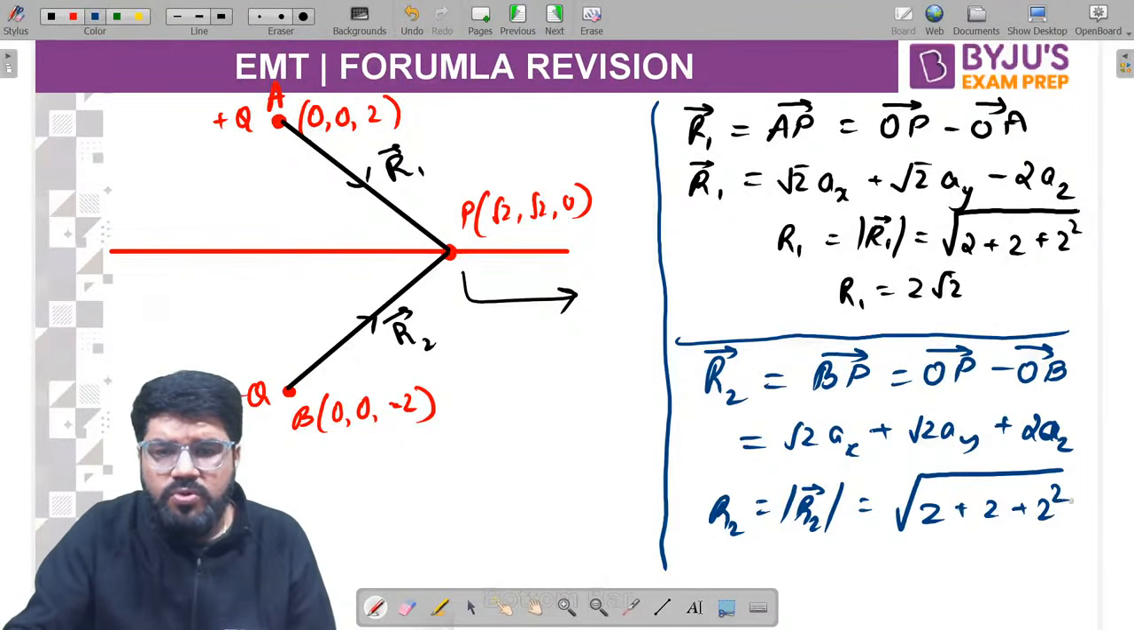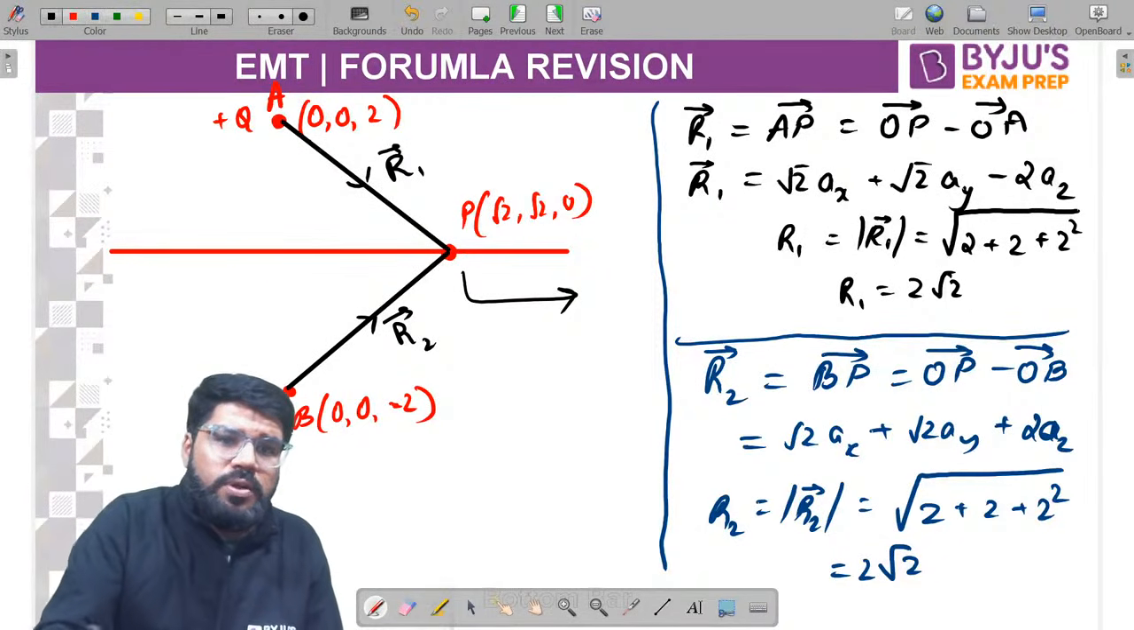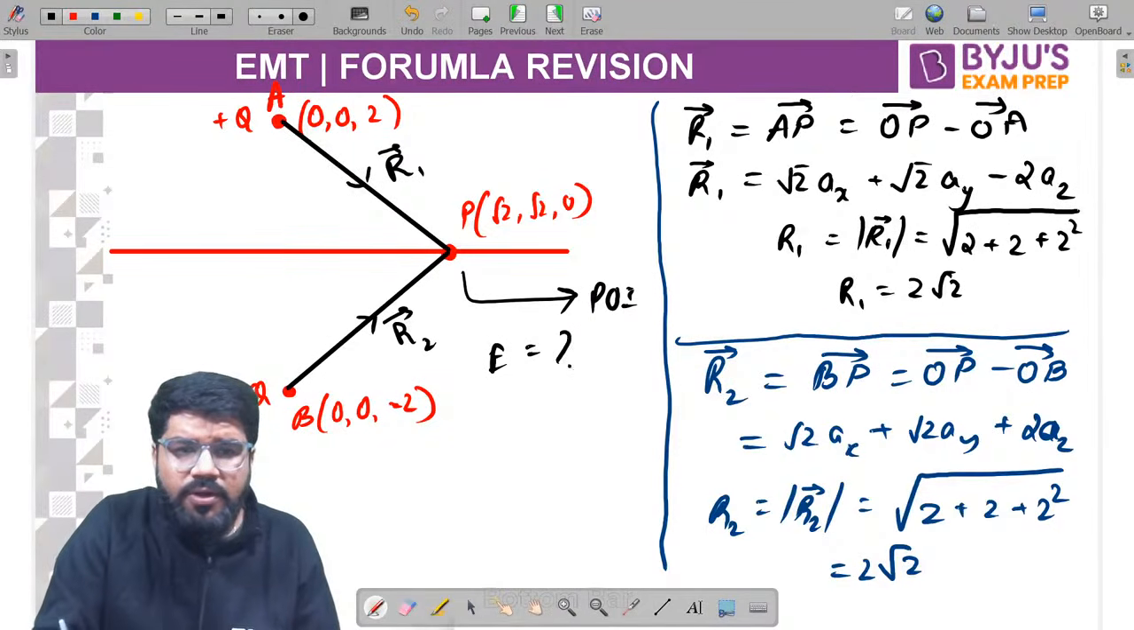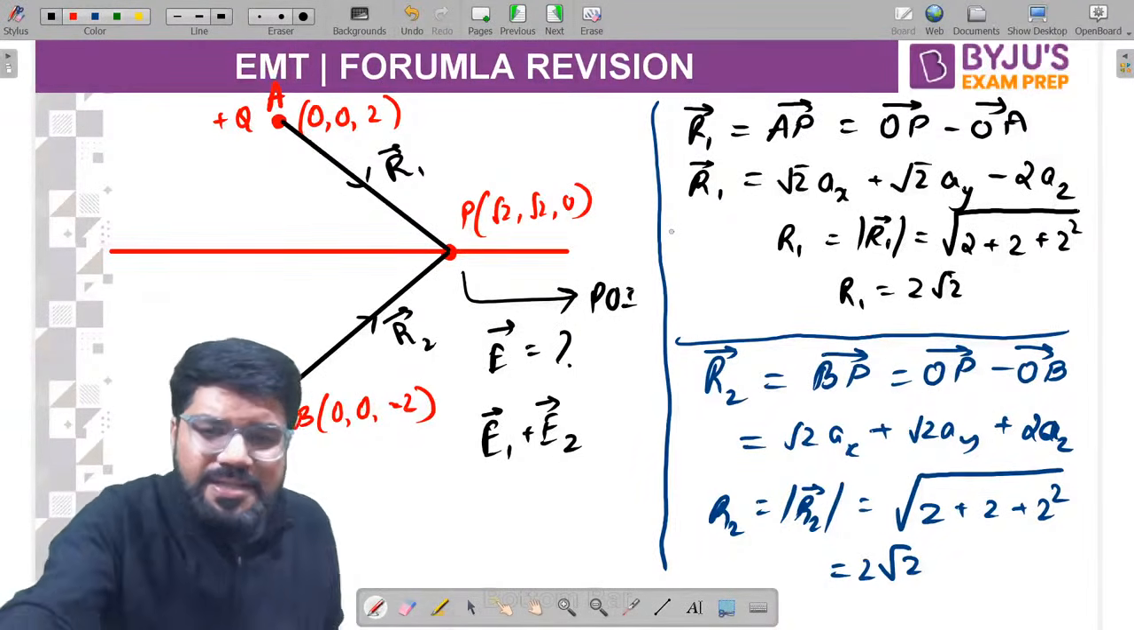Root 2 square plus root 2 square plus 2 square, that is again root 8, or that is equal to 2 root 2. Okay, now this is, as I told you, the point of observation. We need the electric field at the point of observation, and that can be obtained by the superposition concept, E1 plus E2.